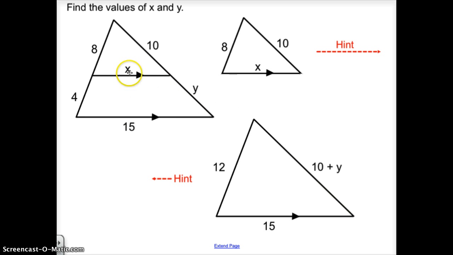The proportion here, though, for x and 15, don't forget, it's the small triangle with 8 and the large triangle with 12. Many people who make this mistake say that it's 8 over 4 equals x over 15 because 15 is on the bottom. Keep in mind that the 15 represents the side of the large triangle, and so does 12. So your proportion would be 8 over 12 equals x over 15 to get x to equal 10.